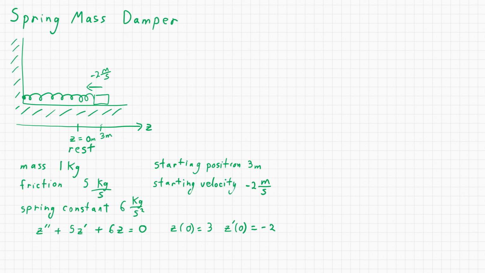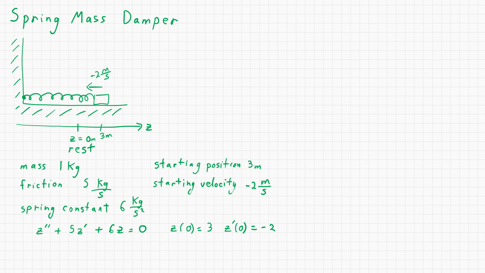This block is at 3 meters to the right of the rest position, and it's going to the left at -2 meters per second. And so this block has a mass of 1 kilogram. The constants end up having somewhat strange units, but the friction is 5 kilograms per second, and the spring constant is 6 kilograms per second squared. We also have the starting position at 3 meters, and the starting velocity at -2 meters per second.